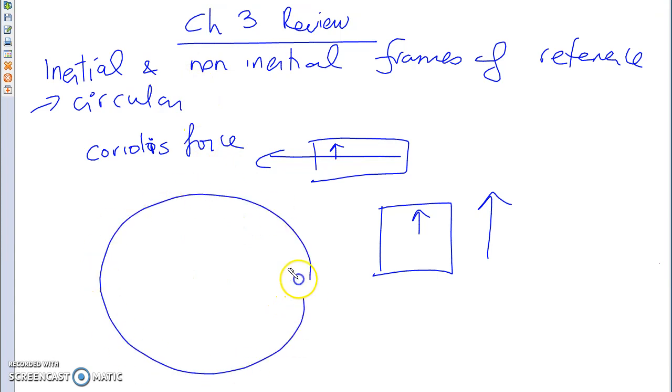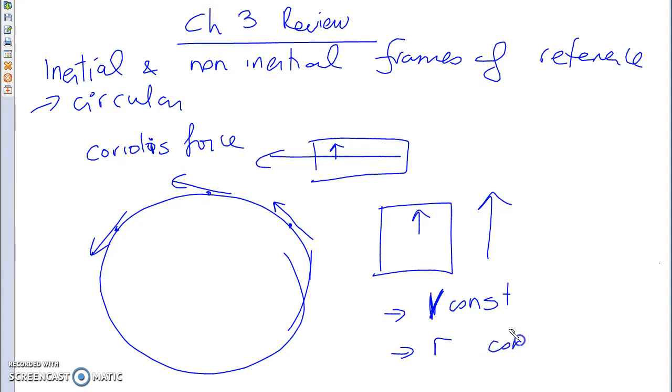Now we said in circular motion that my velocity is always going in a circle and it's constant. So one of the conditions of circular motion is that your v is constant, number one. Number two, what was the second condition? Yeah, the radius has to be constant. So your radius is constant.